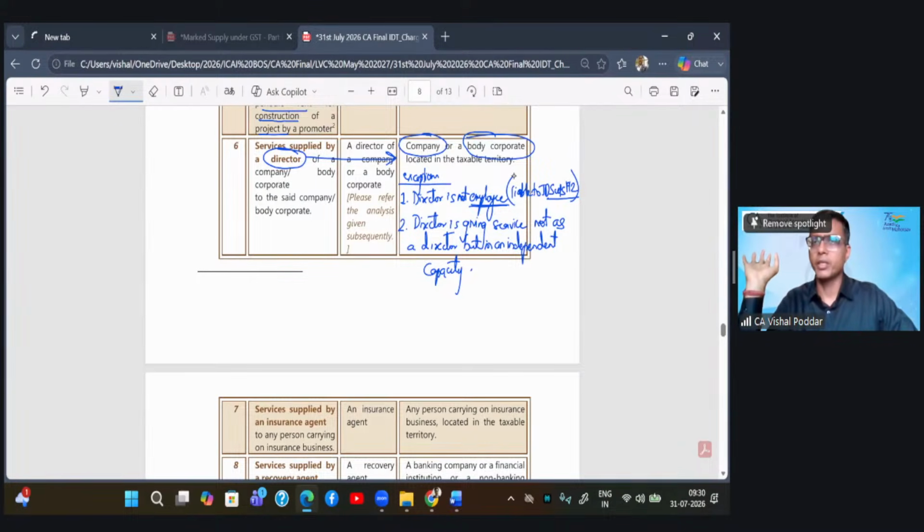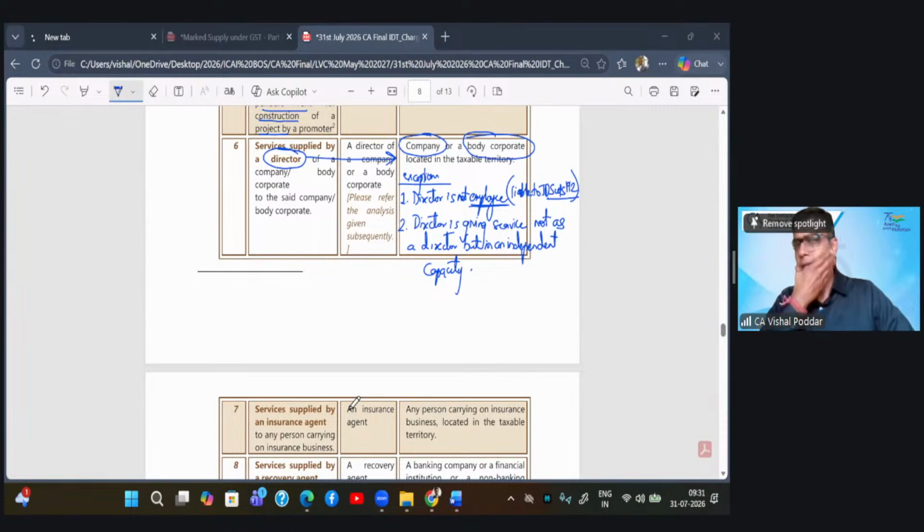Please understand this. For RCM, first, I should not be your full-time director, because when you give me anything as a full-time director, it goes in the salary head of income tax, so it is outside GST. Second, I'm your part-time or technical director, serving you as a director, which means what you are paying me is my director's remuneration. But if what you pay me is not director's remuneration but some other fees, because I have provided you some other service also, in that case it will also not be under RCM.